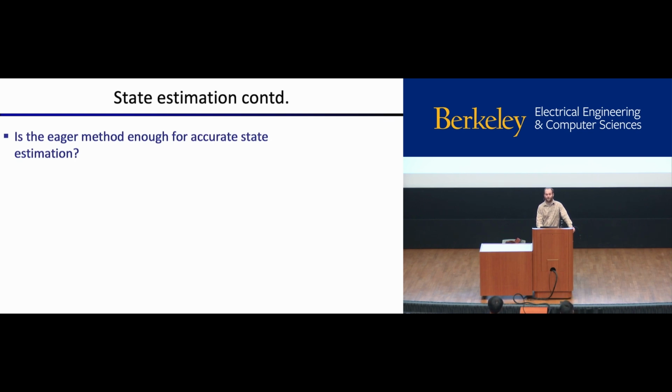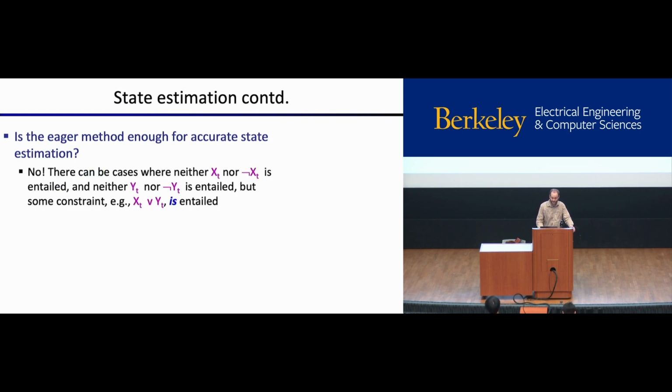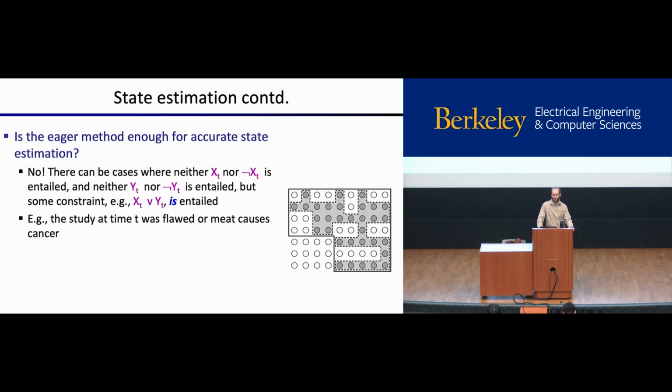Is the eager method enough for accurate state estimation? No, sadly. There can be cases where neither XT nor not XT is entailed, and neither YT nor not YT is entailed, but some constraint like XT or YT is entailed. So you are going to have to go back to the rest of your knowledge base. For example, let's say there's some study done at time t that purports to find that meat causes cancer. Then you can know either the study at time t was flawed or meat causes cancer. But you're not going to be able to decide either of those questions on its own. So exact state estimation is going to be intractable in general.